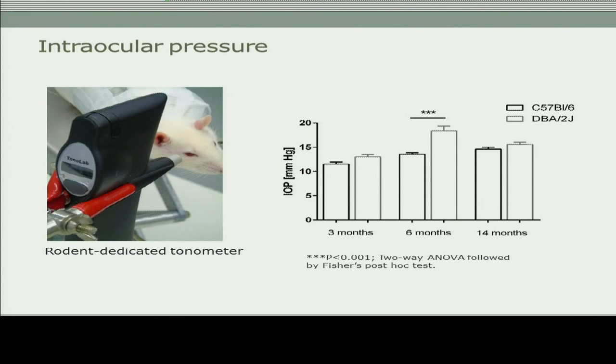So as you can see in this graph, the elevation of intraocular pressure is pretty moderate. It's like 50%, a few millimeters of mercury. What was striking on the first look, that the intraocular pressure difference was not evident in the older mice. So also you can see when the disease starts, the pathological process would start around 6 months of age.